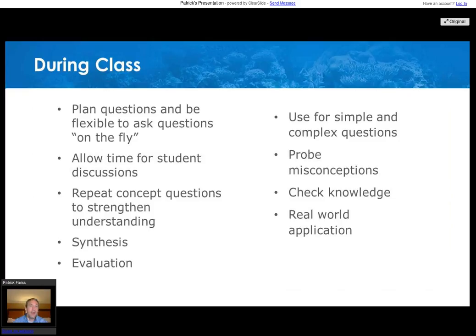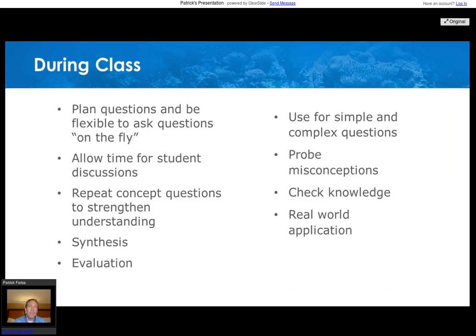Allow time for students to discuss things. If you're going to ask a question, ask the question, give them time to think and process, and then if you collect the results and you want to ask that question again, maybe let them share with someone next to them. Let them talk about their response. Let them convince others. Repeat the concept questions to strengthen understanding. How do we work towards synthesis and evaluation so that students are creating those things?